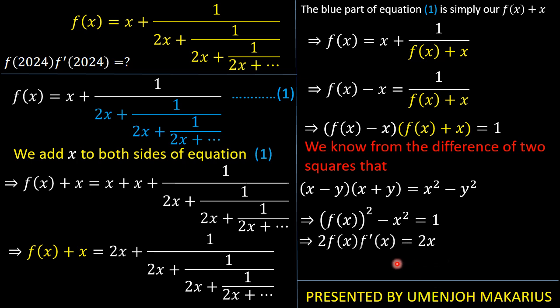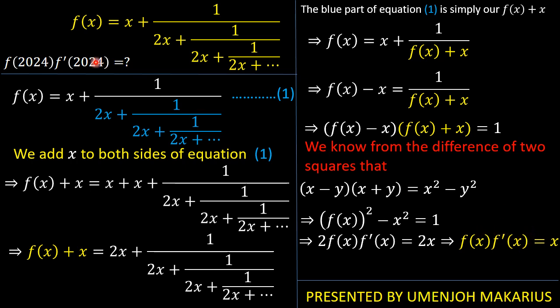So in all, we are going to have 2f of x times the derivative of the input, which is what, f prime of x, which is the same like differentiating 1 gives us 0, differentiating minus x squared gives us negative 2x, goes to the right hand side and becomes 2x. So the 2 and the 2, friends, they can cancel on both sides. We are going to have f of x times f prime of x equal to x.